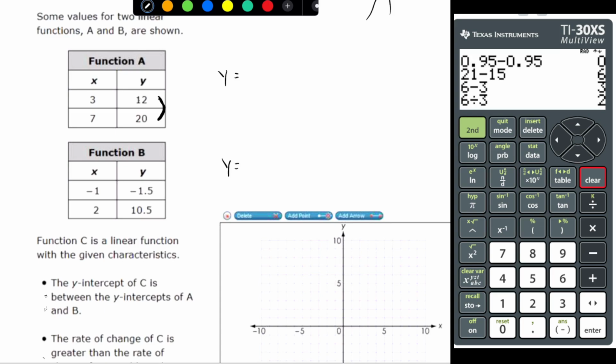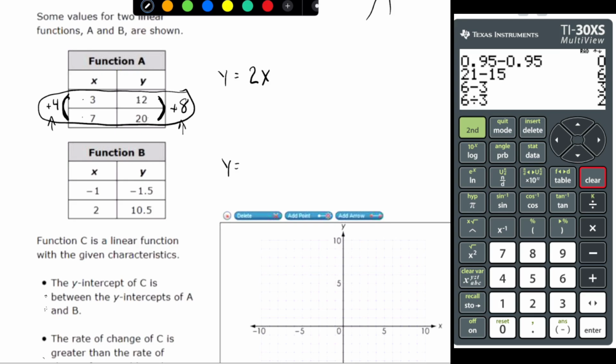How do you go from 12 to 20? 20 minus 12, you add 8. To go from 3 to 7, 7 minus 3, you add 4. Then, to find your slope, you do your change in y over your change in x. 8 divided by 4. That's 2. So that's going to be 2x.